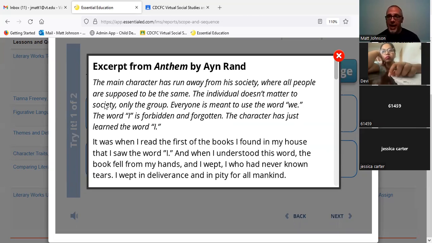So the main character has run away from his society, where all people are supposed to be the same. Everyone is meant to use the word we. The word I is forbidden and forgotten. The character has just learned the word I.